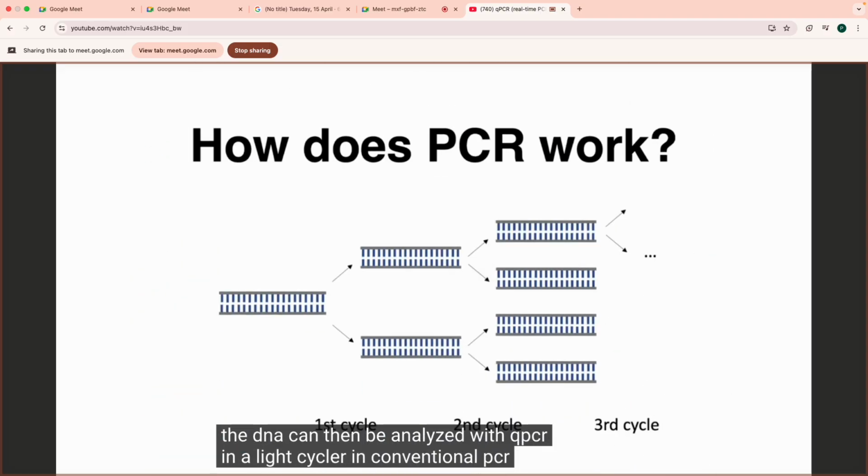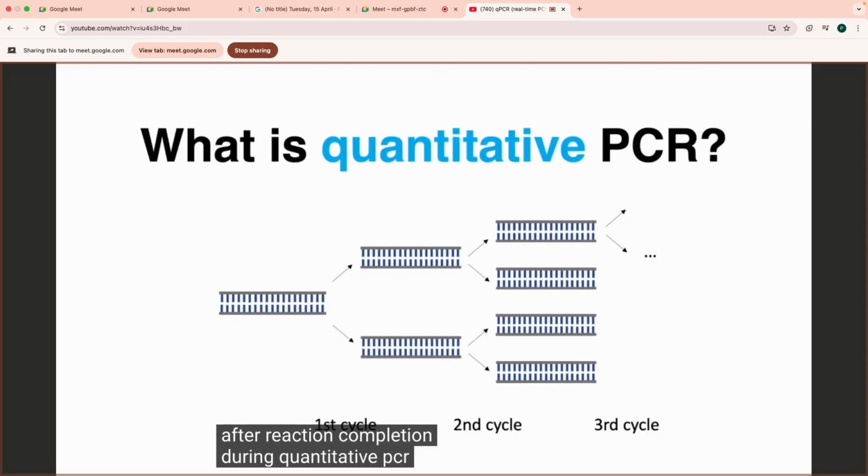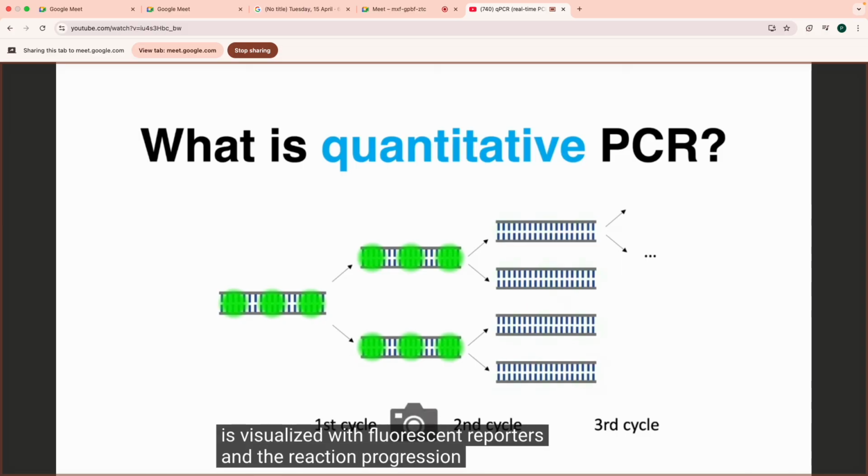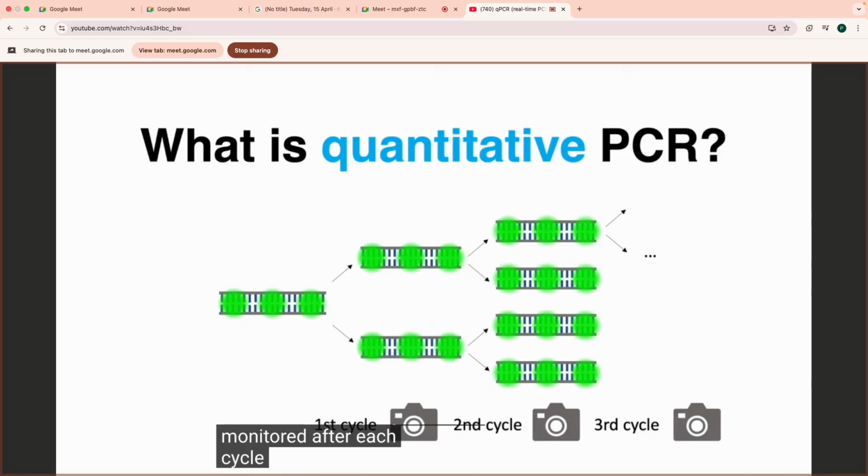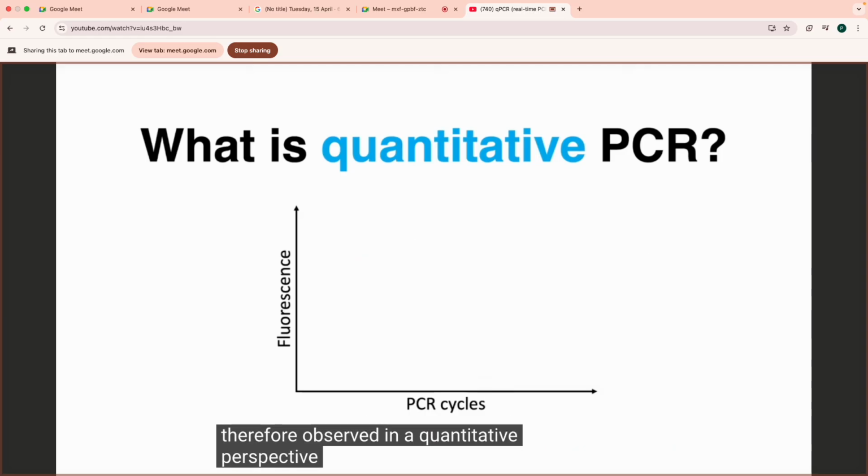In conventional PCR, a DNA sequence of interest is amplified. The presence or absence of that DNA sequence is detected in an endpoint analysis after reaction completion. During quantitative PCR or real-time PCR, the accumulation of the amplification product is visualized with fluorescent reporters, and the reaction progression is monitored after each cycle. In qPCR, the product amplification is therefore observed from a quantitative perspective.